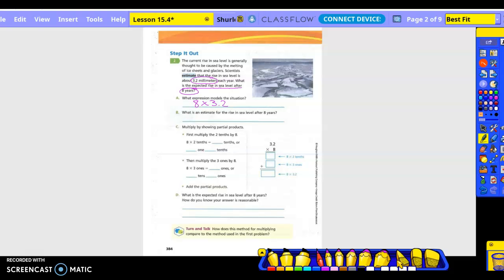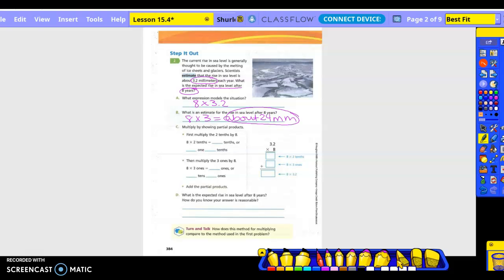What is an estimate for the rise in the sea level? So estimate. So we want to estimate them to what? Both be whole numbers. So 8 times 3, which equals about what? 24 millimeters.